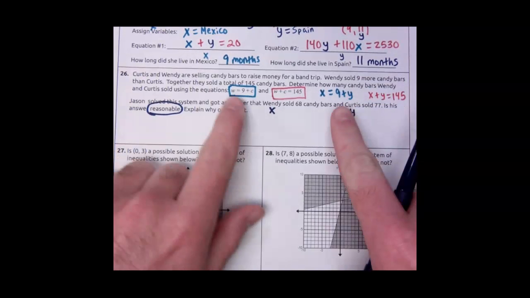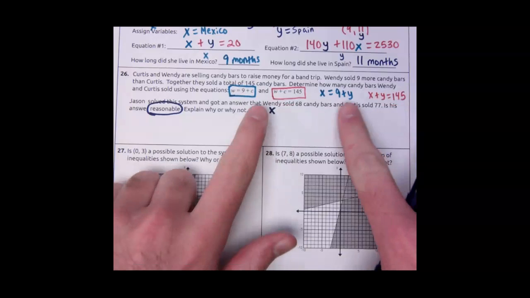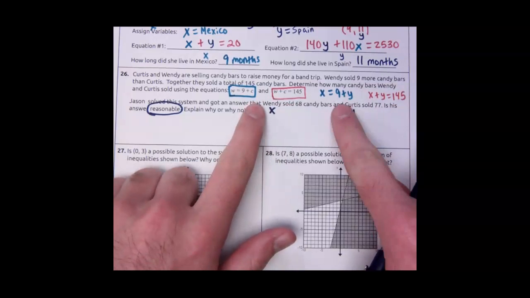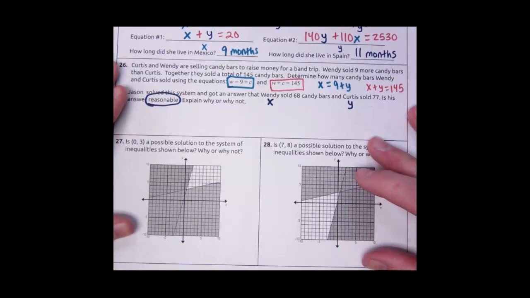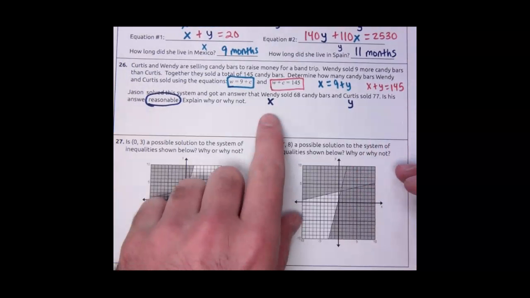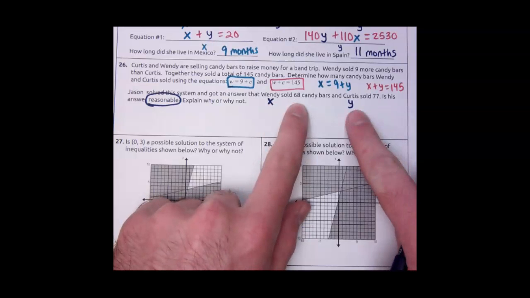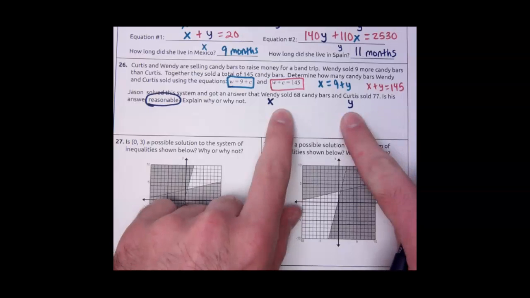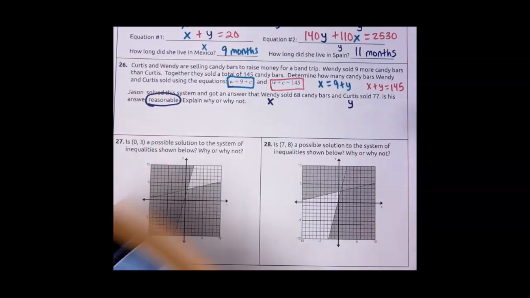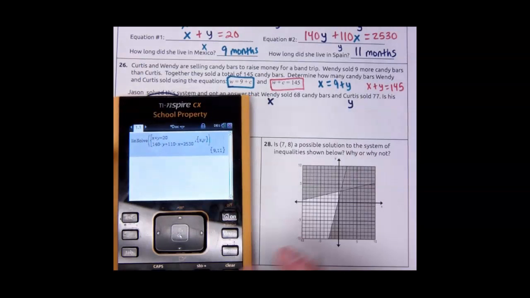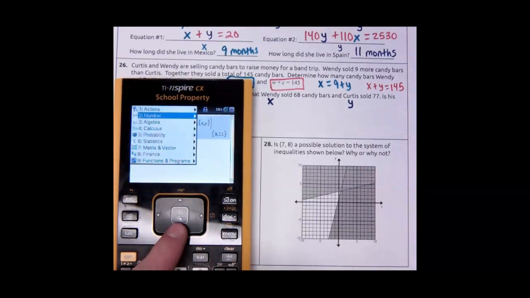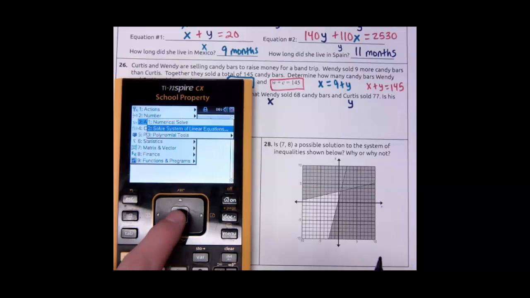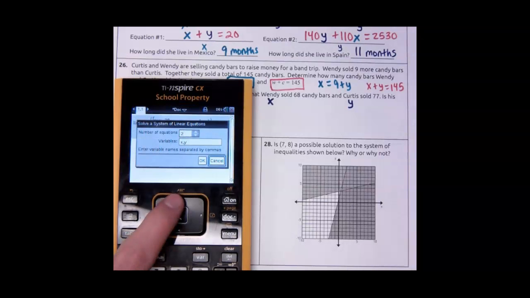Okay? So now that I've rewritten my equations, I can put these two that are x and y into my calculator, and I can see, okay, when I put them in the calculator, I should get my value of x should be 68, and my value of y should be 77. And if it's not, then my answer is not reasonable. So let's take a look. I'm going to put in these two. Remember, I go to Menu, Algebra, Solve System, OK.